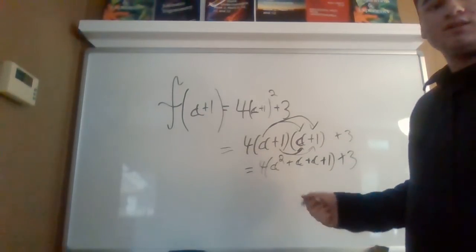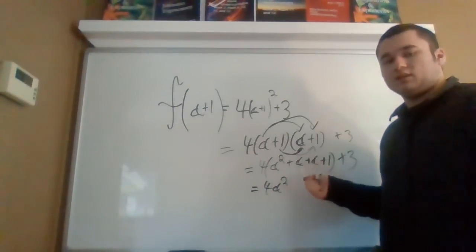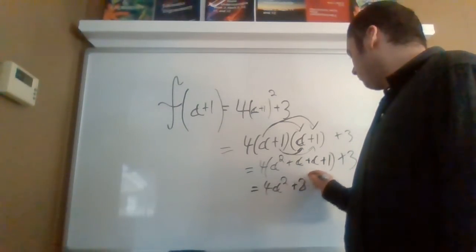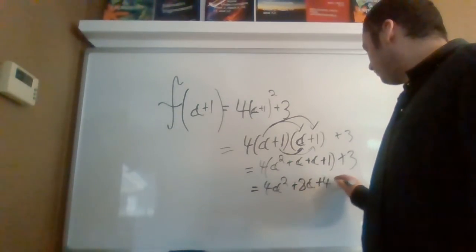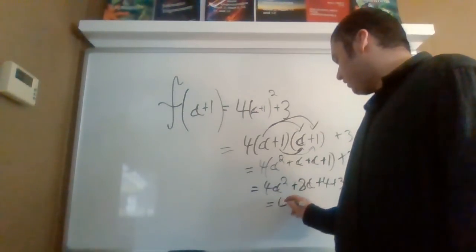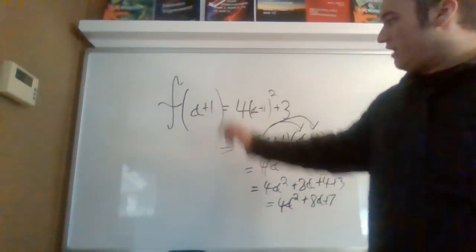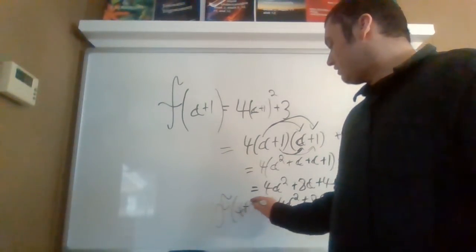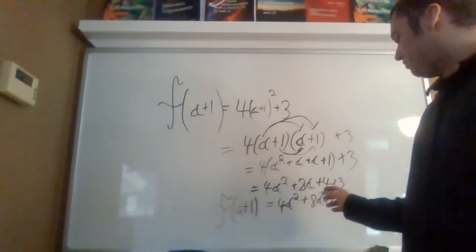So a times a, that's a squared, times 4 is 4a squared. And then a plus a, that's 2a, because there's two a's. Multiply by 4, that's 8a. And then 1, times 4, so plus 4. Then plus 3. So 4a squared plus 8a plus 4 plus 3. So that's 4a squared plus 8a plus 7. So f of a plus 1. We need to write that out at the end to show that this is with an input of a plus 1. So we know that f of a plus 1 is equal to 4a squared plus 8a plus 7.